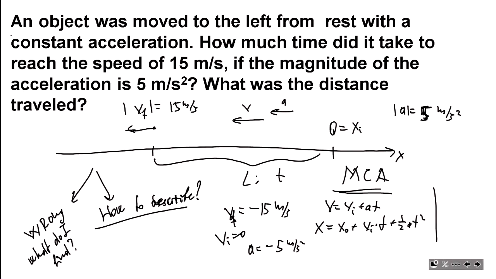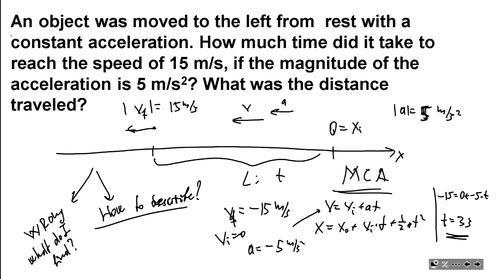Well, that's already sufficient because we can now use the velocity equation. If we can use an equation, we have to use that equation. And using means plugging numbers into that equation. So negative 15 equals 0 plus negative 5 times time. And then solving that equation, time equals 3 seconds.